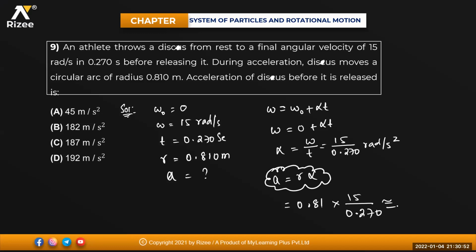Option A, option B. Check the calculation, beta. 0.81 into 15 divided by 0.270. Approximately 45 is better. 45 meter per second square.